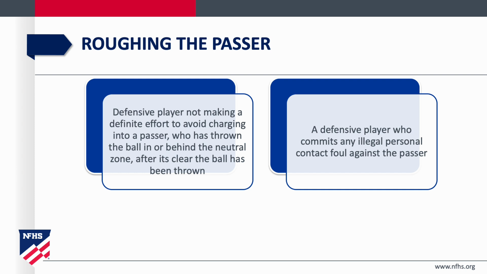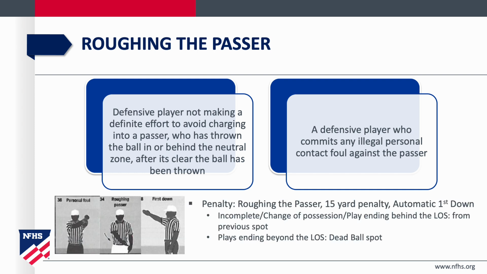The second aspect of roughing the passer deals with personal fouls. Any of the personal fouls, when committed against a passer, is roughing the passer. This includes illegal helmet contact, targeting, face mask, etc. There is no timing requirement for this, even if the defender cannot be certain the ball is thrown. So, for example, a defender who grabs and twists the face mask of the passer even before the ball is released is roughing the passer.